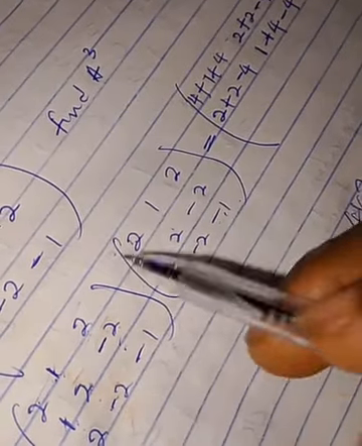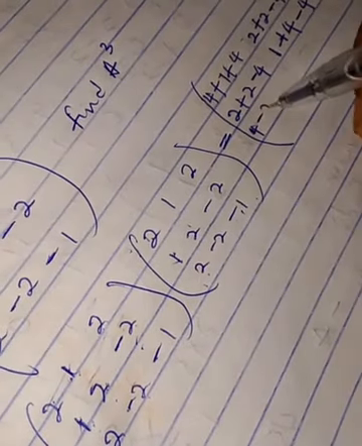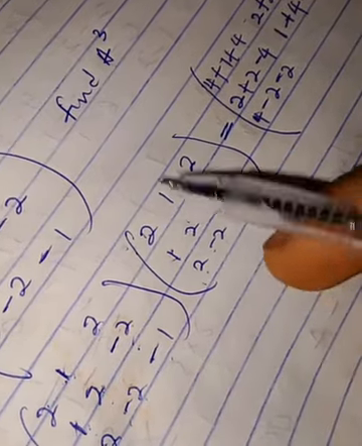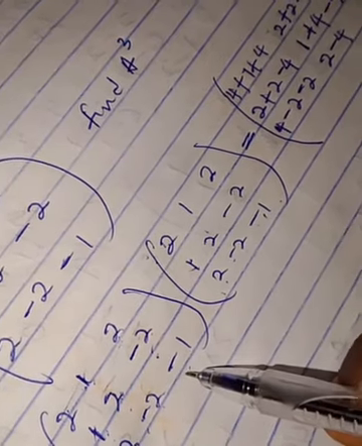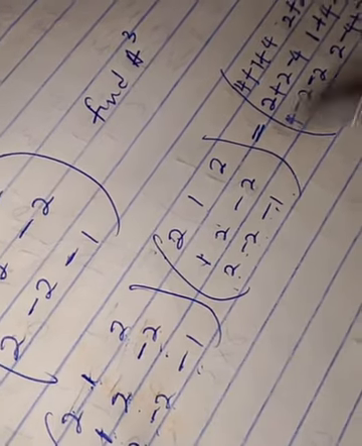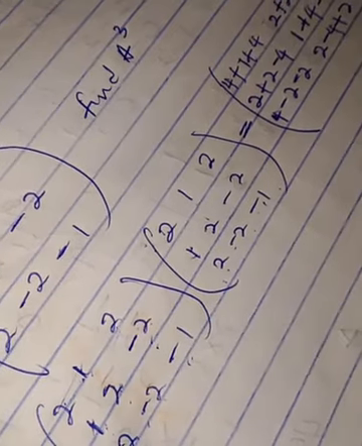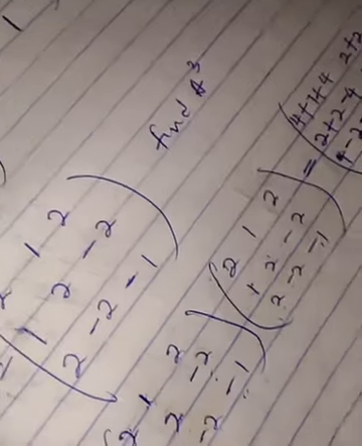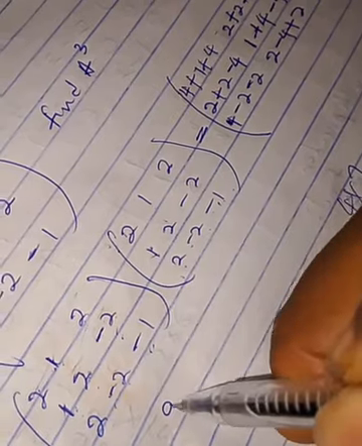Then in this last part, we have 2 times 2, which is 4. We have minus 2 times 1, which is minus 2. Minus 1 times 2, which is minus 2. 2 times 1, which is 2. Minus 2 times 2, which is minus 4. Minus 1 times minus 2, which is plus 2. 2 times 2, which is 4. Minus 2 times minus 2, which is plus 4. Minus 1 times minus 1, which is plus 1. And from what we have here, 4 plus 4 plus 1 will give us 9.